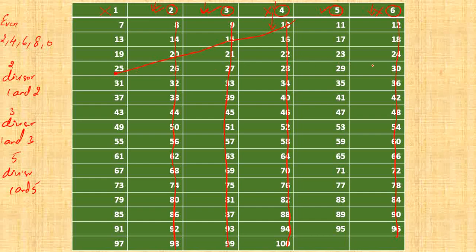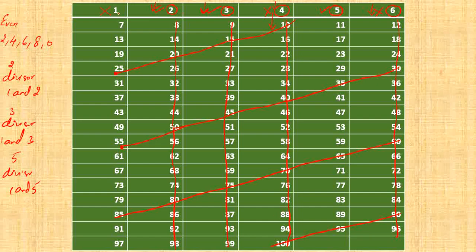Move to the corresponding last row, that is 30, 35, 40, 45, 50, 55. Same thing, we have ended at 55. Move to the corresponding last row: 60, 65, 70, 75, 80, 85. The same way move to the last row: 90, 95, 100. Multiples of 5 are not prime numbers.